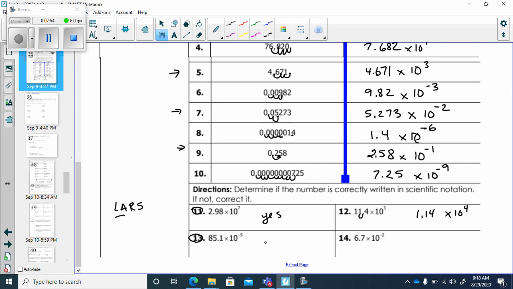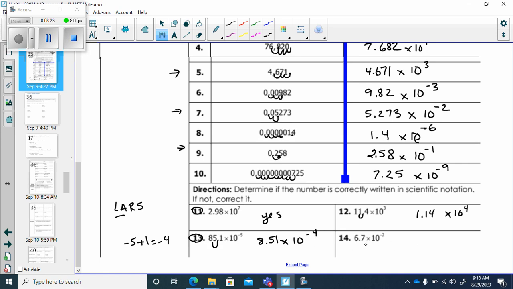Okay, here again, this one is not. We've got to move it 1 place because 85 is not greater than or equal to 1 and less than 10. So I got 8.51 times 10 to the, I moved that decimal 1 place which way? Left. So I add to this exponent. -5 plus 1 would give me -4. So that's 8.51 times 10 to the -4.